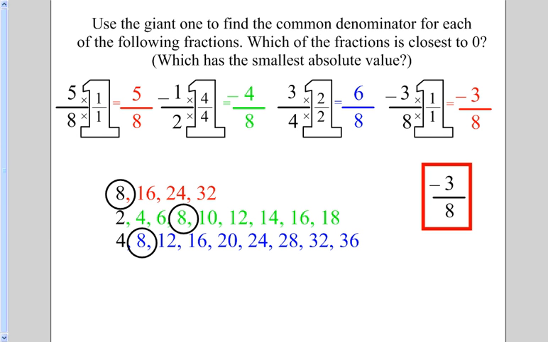In this case, it does happen to be a negative, but when we're looking at absolute value, the fraction closest to 0, it doesn't matter if it's positive or negative. What we do need to figure out is what the common denominator is for each of the fractions that we're looking at, and then find the one that's the smallest, the one that has the smallest numerator.